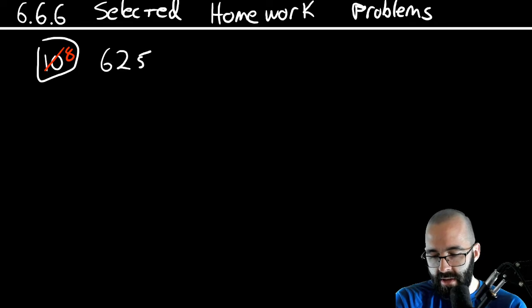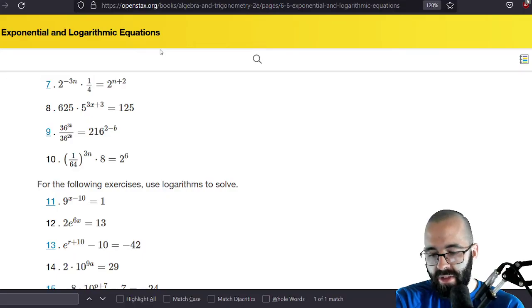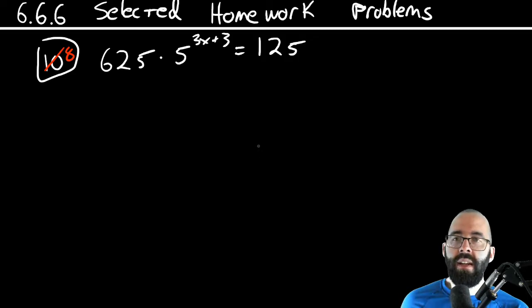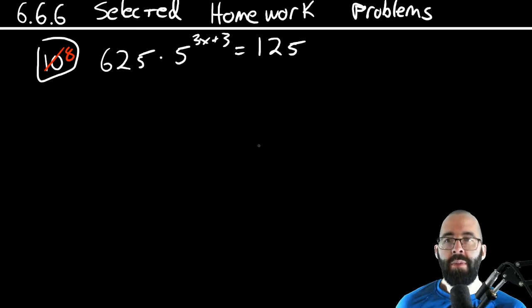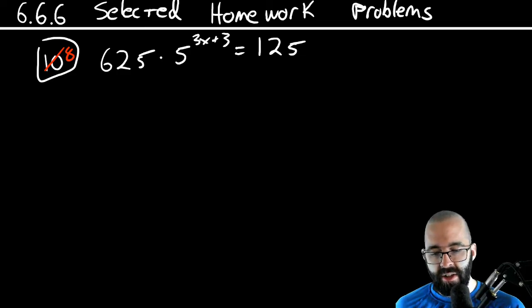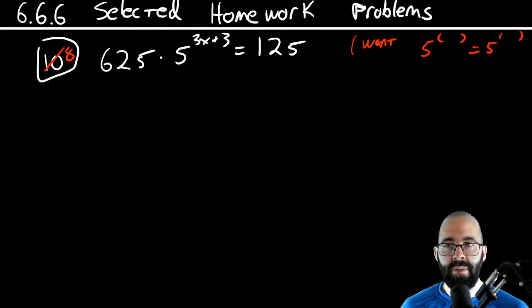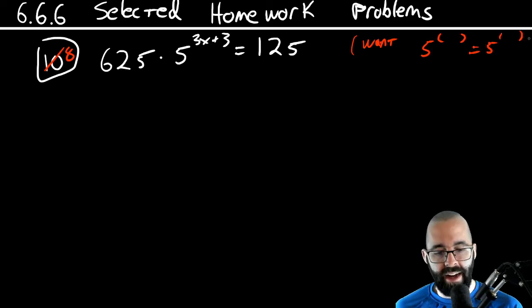625 times 5 to the 3x plus 3 equals 125. So we're trying to find like bases. All of these things can have a base of 5. So what we eventually want is 5 raised to some exponent equals 5 raised to some other exponent. So let's rewrite everything with 5s.